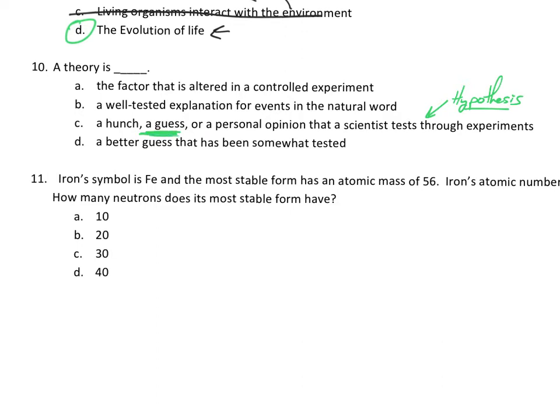A guess. So a theory. I think that the peregrine falcons killed off all the pigeons in Cleveland. That's a theory. That's what I think. That's my hypothesis. But not so. A theory is a well-tested explanation.